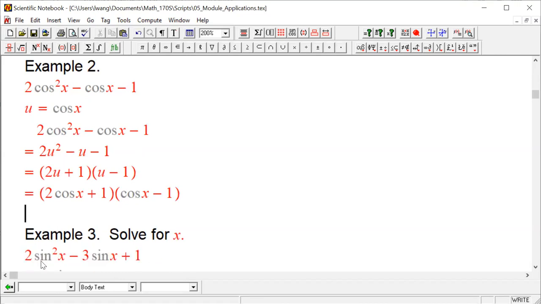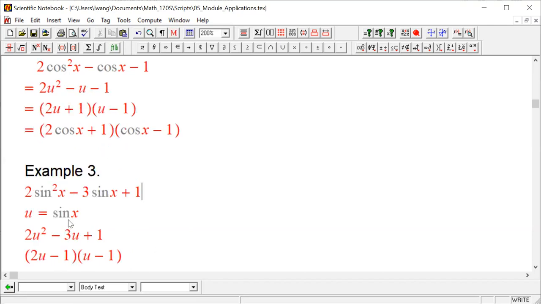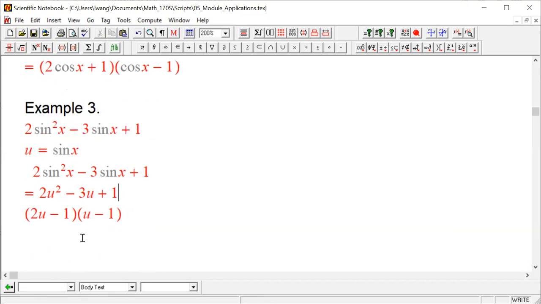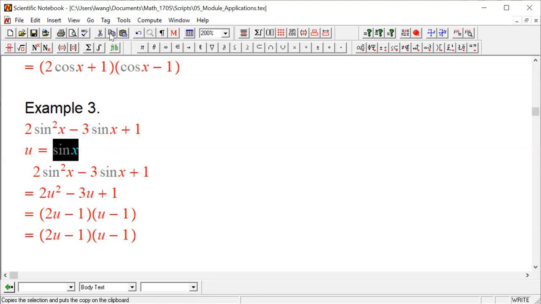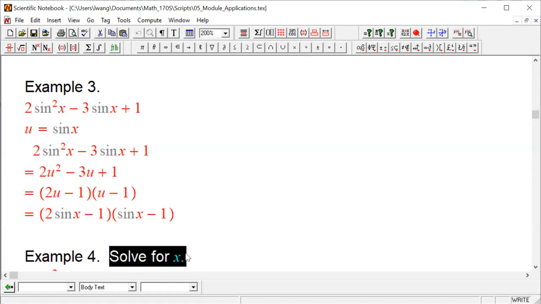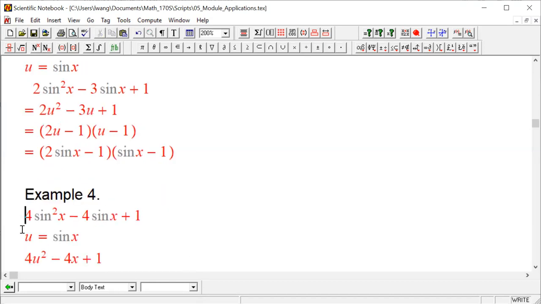The next one, if we look at this function and we want to factor it for whatever reason, obviously we're going to introduce u equals sine x. After u replaces sine x, we get 2u squared minus 3u plus 1, and then we get the two factors. After the factoring has been done, we end up replacing u by its original function, which is sine x, and then we will have the factors done. For whatever purposes you're going to use these, they will be there.